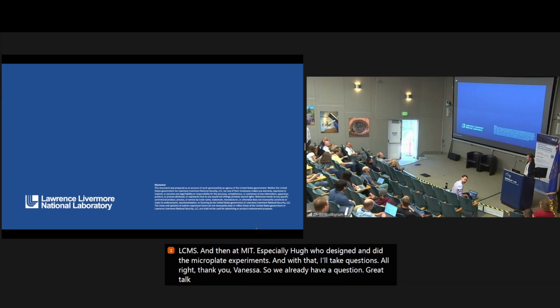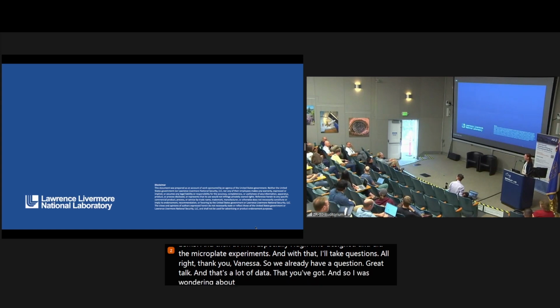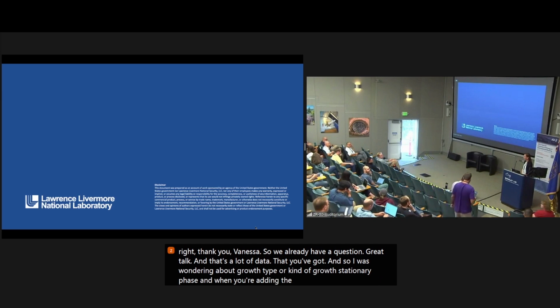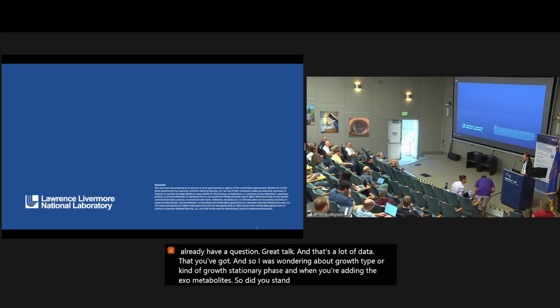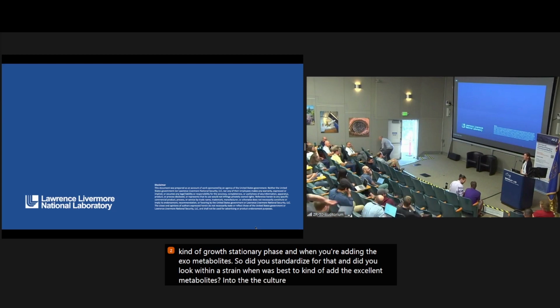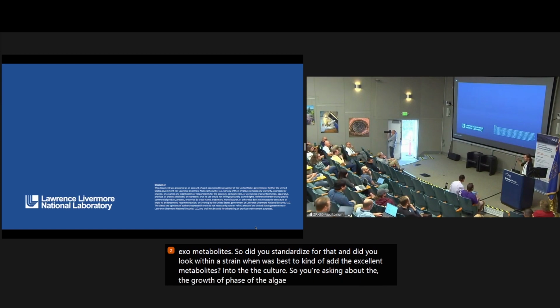Great talk. That's a lot of data that you've got. So I was wondering about growth phase, or kind of stationary phase, and when you're adding the exometabolites. Did you standardize for that, and did you look within a strain when was best to add the exometabolites into the culture? So you're asking about the growth phase of the algae when we can collect those? Both the algae and the bacteria, yeah. So both the algae and the bacteria.